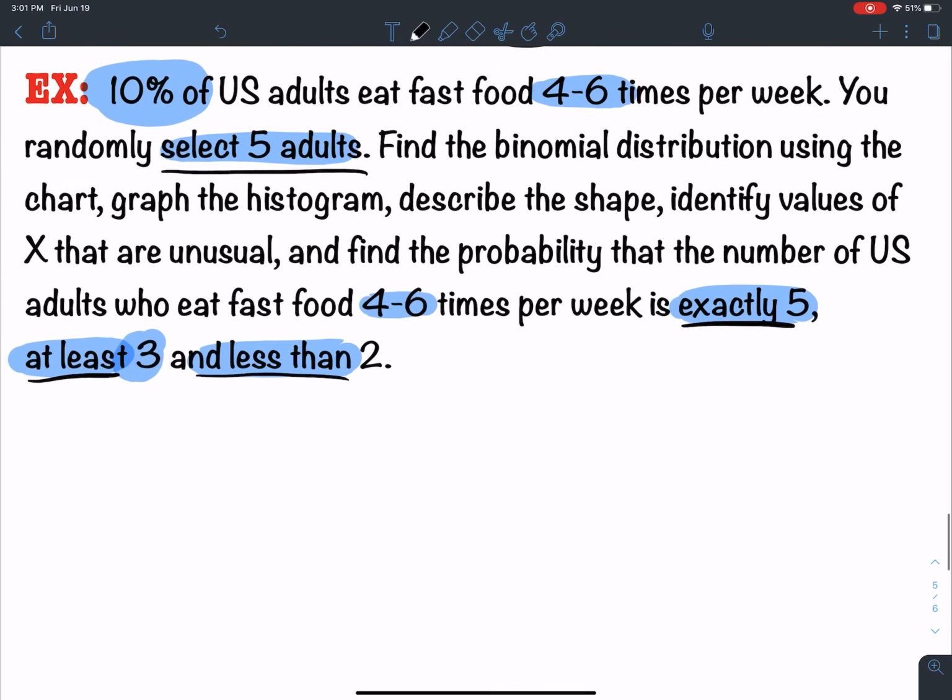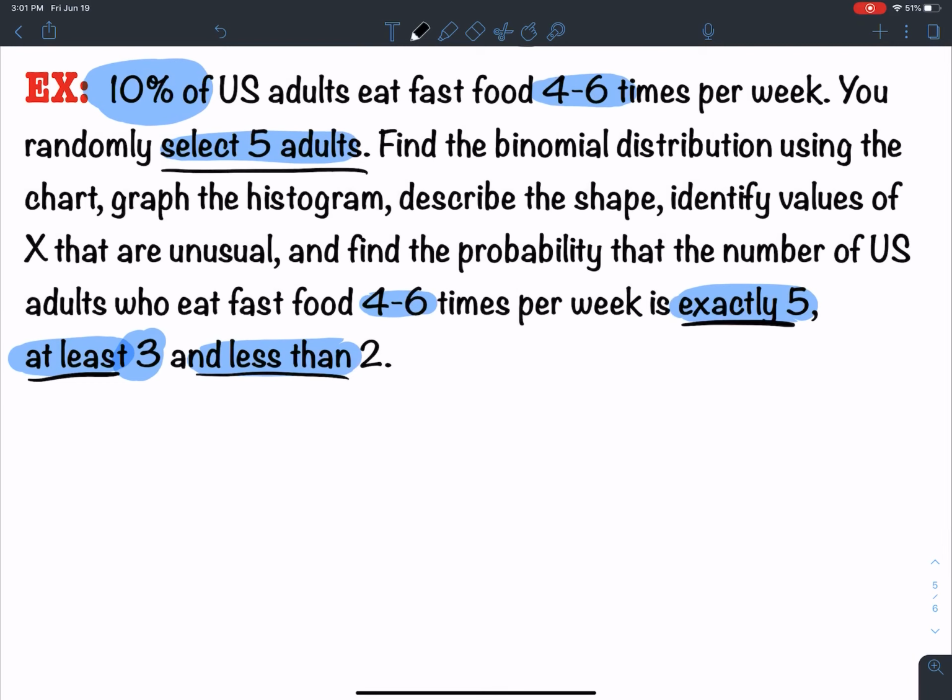Okay. So the first thing I got to do is figure out what it is that I'm labeling here. So 10% of U.S. adults eat fast food. That sounds like our probability of success. When I see percent, I think probability of success. My probability for success is equal to P. P is 10%. Okay? That's the first thing. Got that down. Now, eat 4 to 6 times per week. All right, we don't really need that number. That's just descriptive, so we can move on from there.